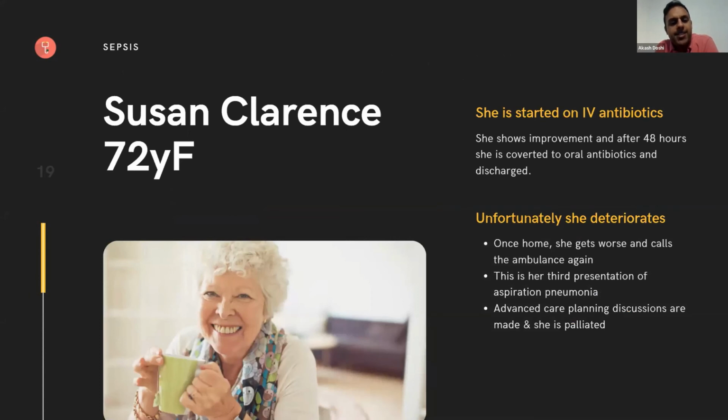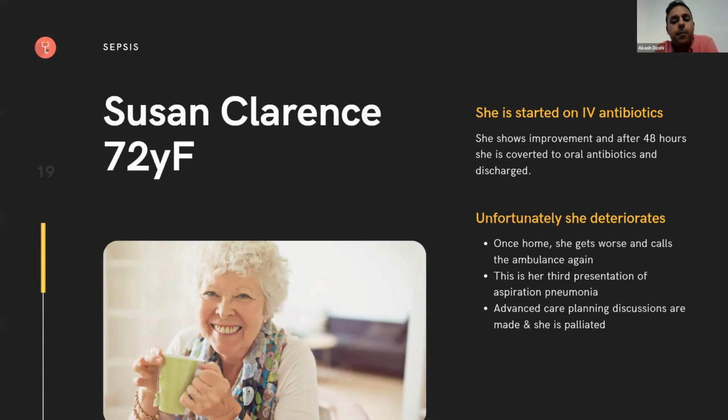So back to Susan Clarence, looking as happy as ever. She started on some IV antibiotics and she shows some improvement. And so she's converted to oral antibiotics and discharged. Once home, unfortunately, she gets worse and she calls the ambulance again. This is unfortunately her third presentation of aspiration pneumonia, because with her dementia, swallow's not so good.